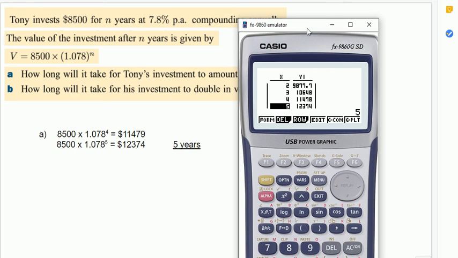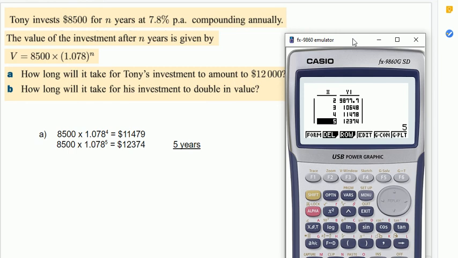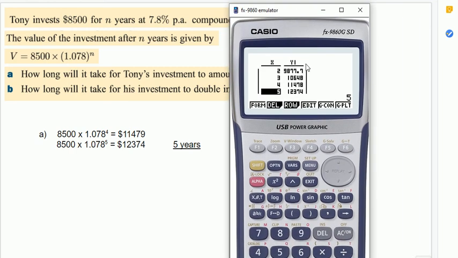Right, so for part B, how long will it take for his investment to double? Well, it doubles when there's 17,000 or more in the account. So you just keep going down the table. And you can see after 9 years, there's a bit less than 17,000, 16,710. After 10 years, there's actually 18,000, so much more than 17,000. So the answer is 10.